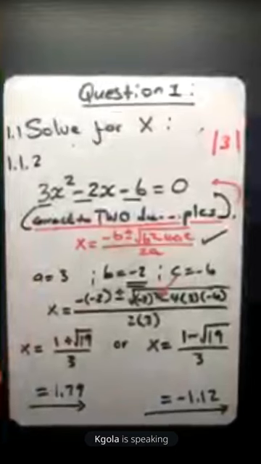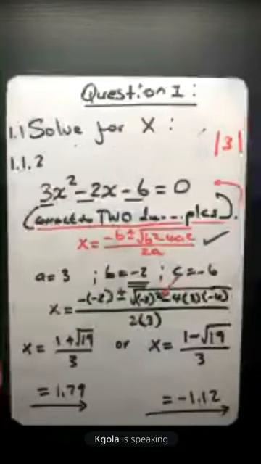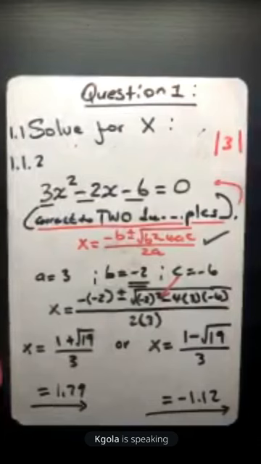So, sir, can I ask a question? Yebo. So, sir, with the step after substituting the values into the equation, is it always going to be that, for example, the first answer is x equals 1 plus square root 19 over 3? Is it always going to be the case that the only thing you will do for the other answer is to put a negative sign? So where there is a positive sign, just put the negative sign, but it's still the same values.